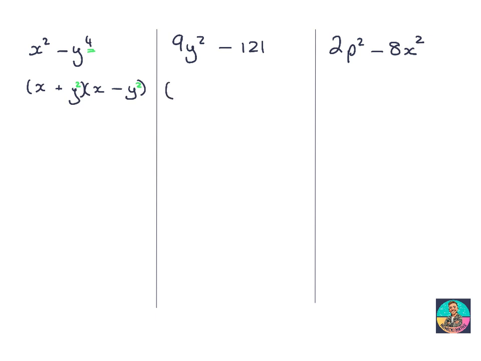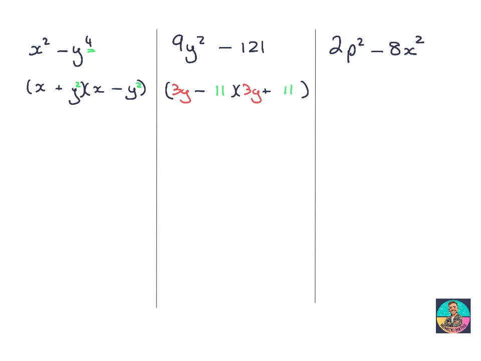Right, next example. Now we've got numbers and a variable. Doesn't make too much of a difference. We can say, cool, question, is that a perfect square? Is that an even power? Is that a perfect square? Is there a minus in the middle? So my answer to all those questions is yes. So we're going to say 3y and 3y is how I get to the 9y squared. Alternate my signs. And how do I get to 121? Well, that's going to be 11 and 11. And there we have it.